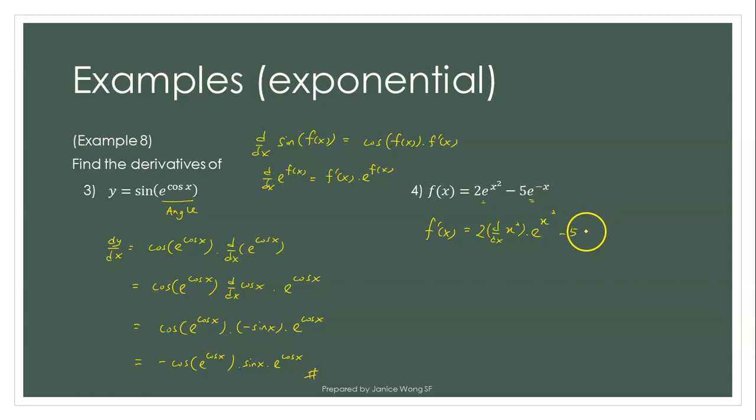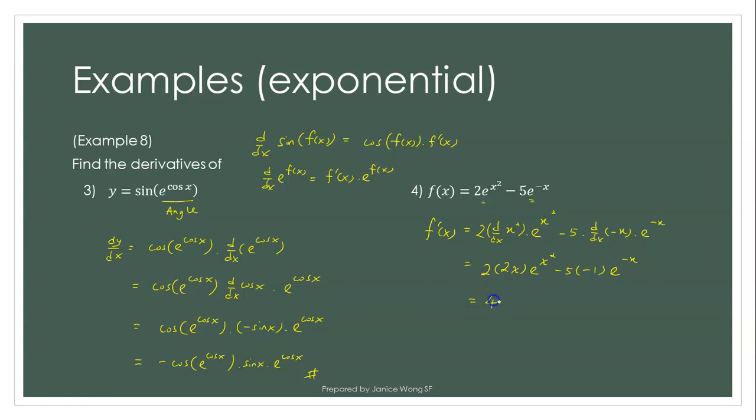We need to differentiate the power, which is negative x here, times the same e term. Continue, 2 times differentiate x squared, bring the power down, power minus 1, e to the power of x squared, minus 5, differentiate negative x, we get negative 1, e to the power of negative x.